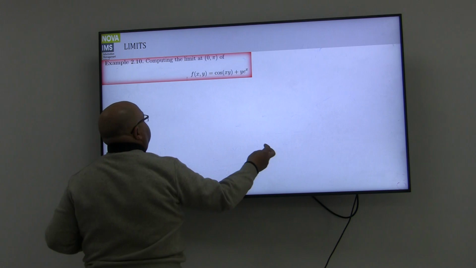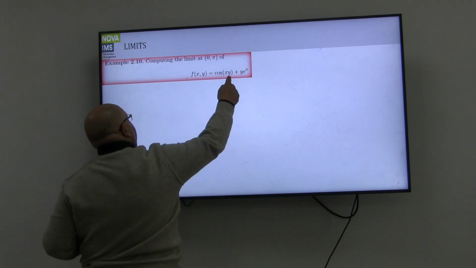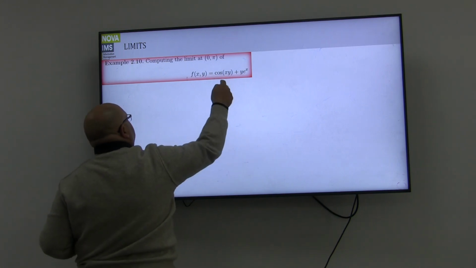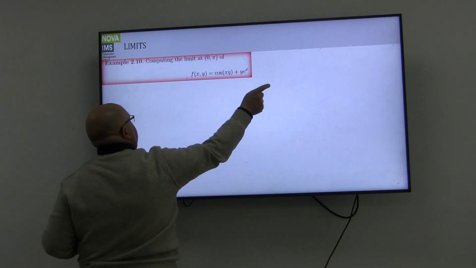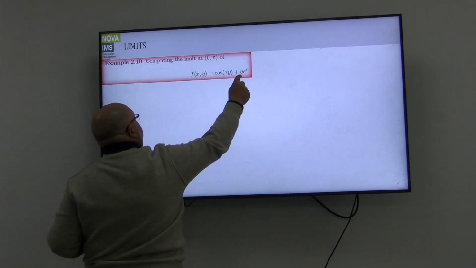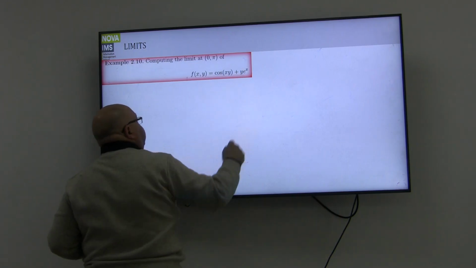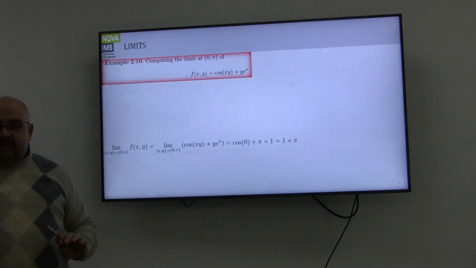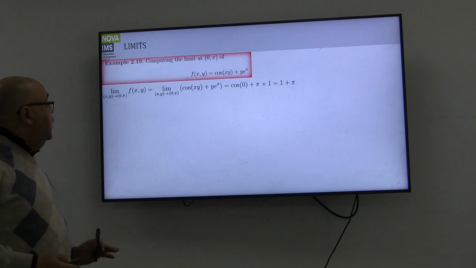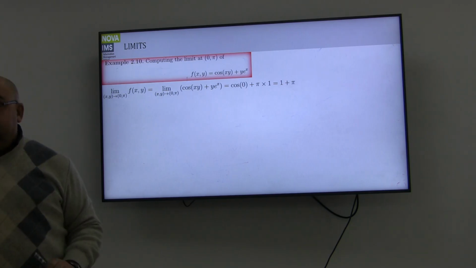I'm just replacing x by 0, y by y, so it's cosine 0, which is 1. Then you will have y equal to pi times e to the power of 0, which is 1. So the result will be 1 plus pi. There is no problem with this limit whatsoever.